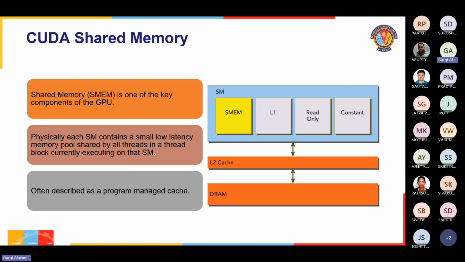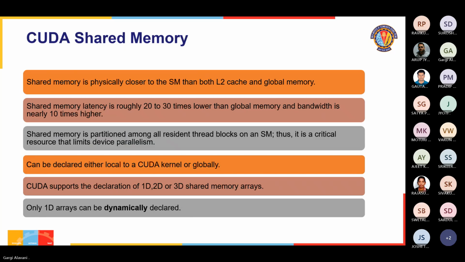Coming back to shared memory, CUDA shared memory is one of the key components of your GPU. It is low latency and shared by all the threads in a thread block currently executing on that SM. Hence, you can call this memory a programmer-managed cache, because the programmer is supposed to assign, allocate, and utilize this memory.